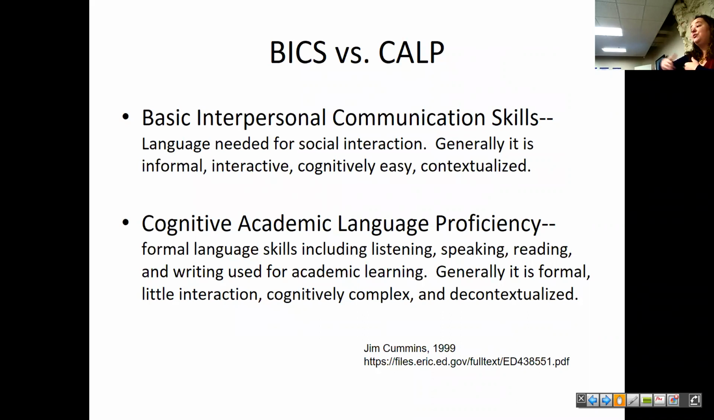Then, as you progress in your language learning, you start to get to the CALPS, the Cognitive Academic Language Proficiency. And this is the more formal language. This is the stuff that takes a little more processing time, and it's generally not contextualized. It's through a reading or maybe through a lecture, where you're not able to get all of the social cues and other cues that we might need to help us quickly understand meaning. So I point that out to say that our students who have just reached the proficiency level to enter the undergrad are still working on their CALPS.